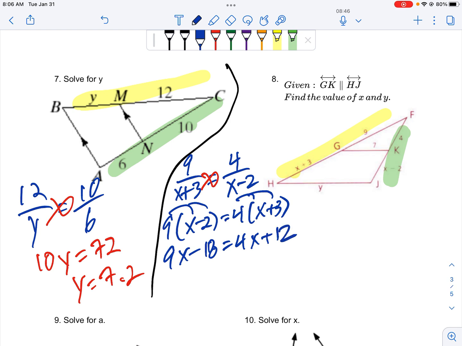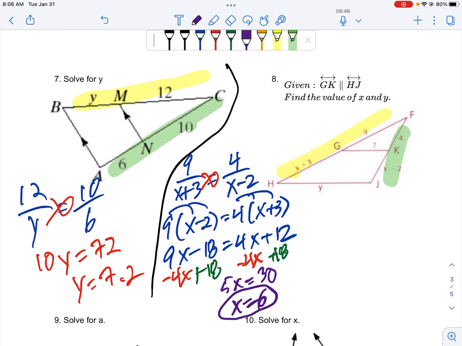Wow. Here we go, 2 steps at once. Add the 18 to both sides. Subtract the 4x to get 5x equals 30. So x equals 6. Wow, that was a good one. All right, so if I plug that in here, this is a side length of 9. If I plug that in here, this is a 4. Okay?